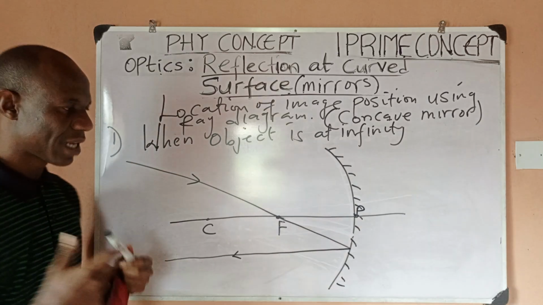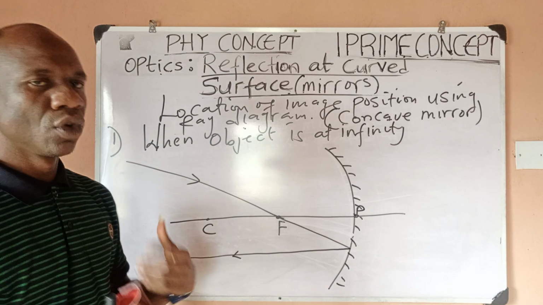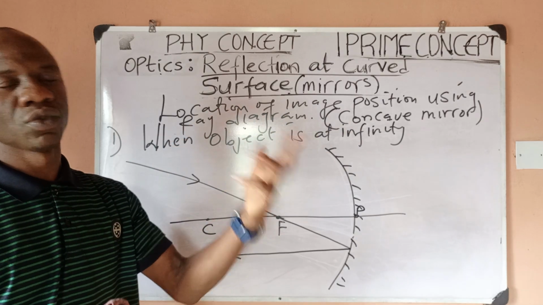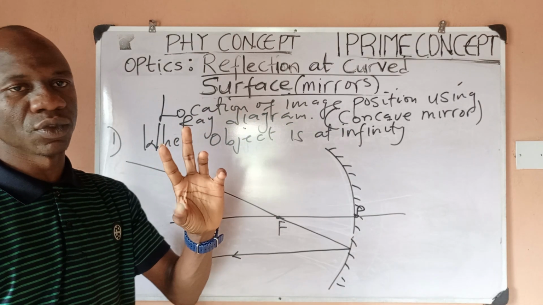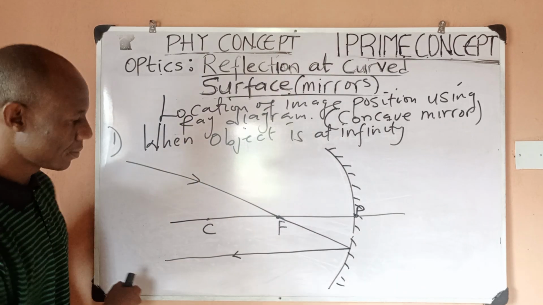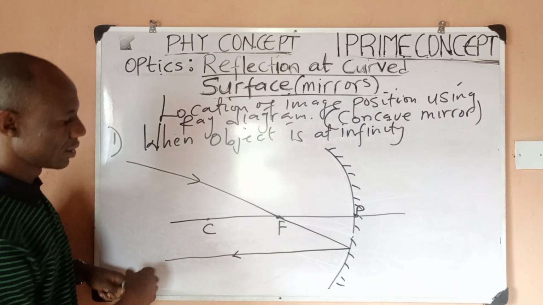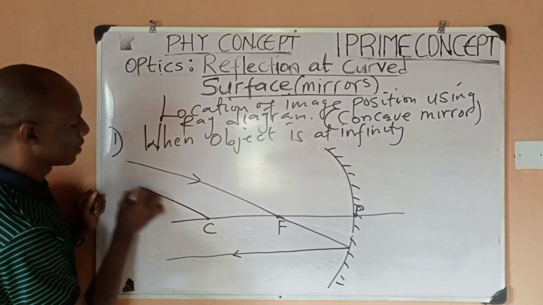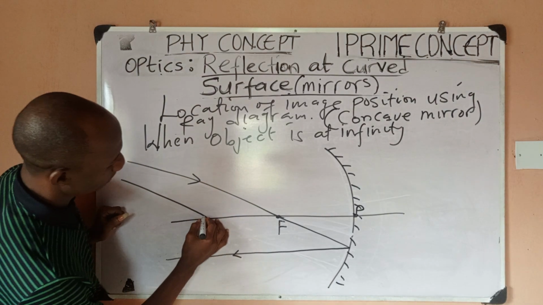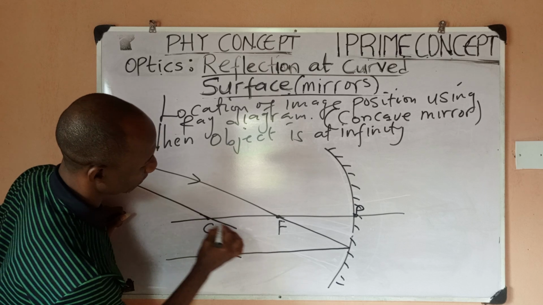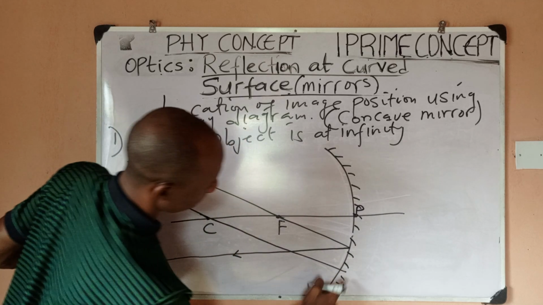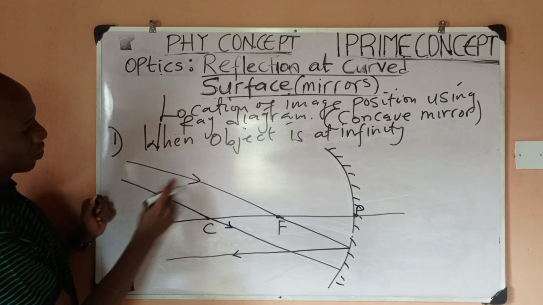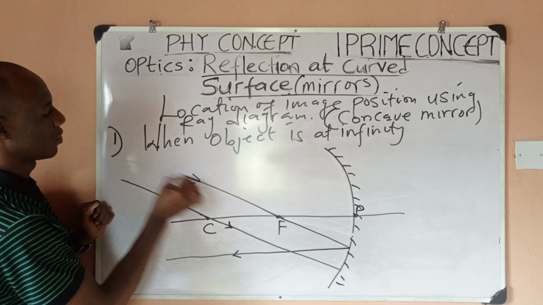Now, the second rule, like I told you earlier, that for you to locate an image position, you need two rules. You need a minimum of two rules, right? So I'll be using just two here. Now we have another one which says when you have a ray entering through C. So let me do a parallel line like this. So this is a parallel line. And you can see these two lines are parallel, even though they are not drawn to scale.